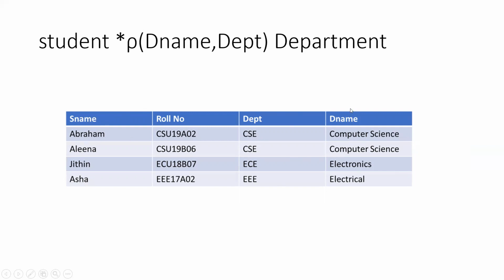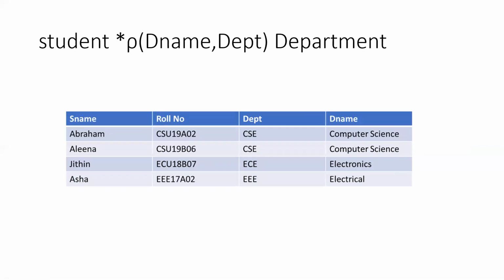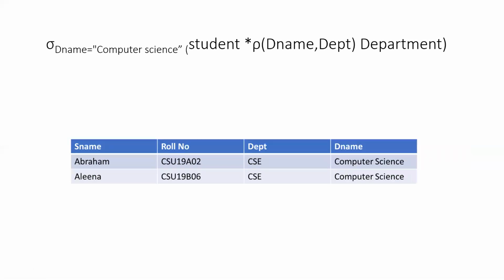What's the difference from the previous case? In the previous join case, we got 5 attributes. Here we get only 4 attributes. The second attribute of the department, DID, is removed in this relation. That extraneous, unnecessary attribute is removed.